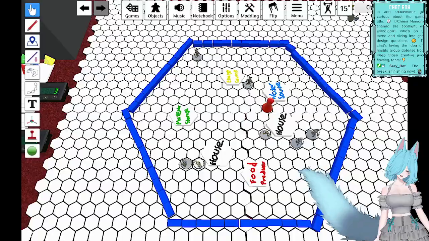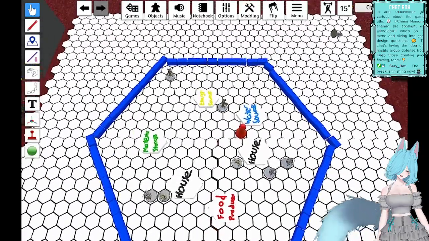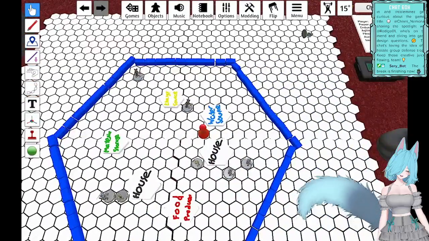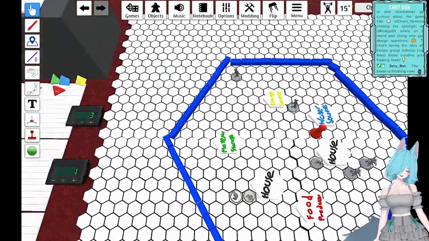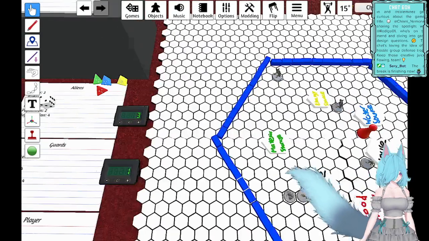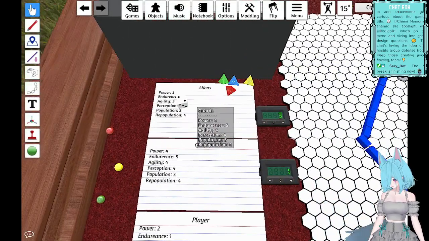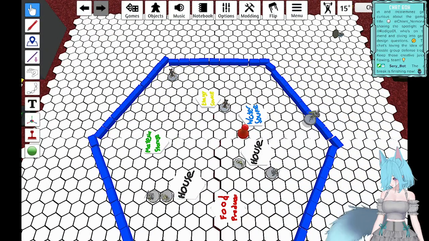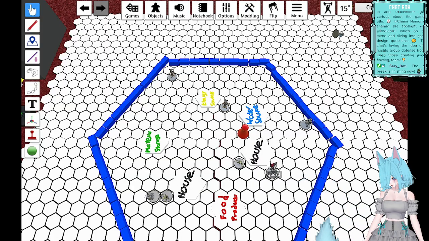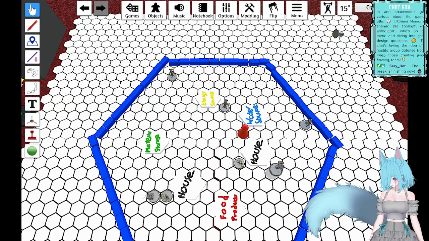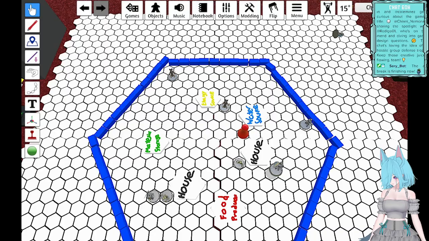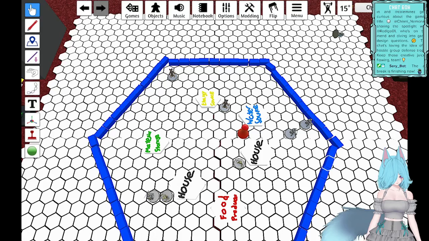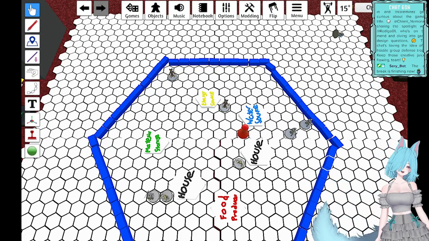As for the other two guards here, this guard here, how much perception do you have? 4. So, 1, 2, 3, 4. So you actually don't see the wall. And you're just gonna walk to it. Same with your friend, actually. 1, 2, 3, 4. These guys just started patrolling together.